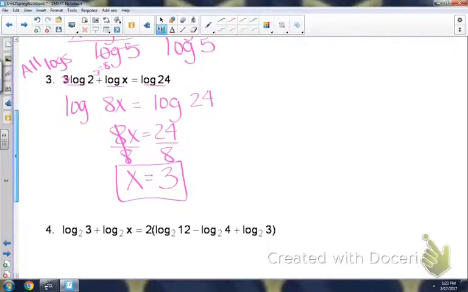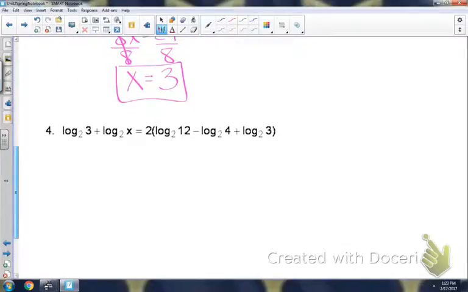Okay, let's look at this last one. So notice we have a log, we have a log, we have a log, and a log. They're all logs. So we're trying to do what we did on number 3. We want to condense the left side into 1, condense the right side into 1 also.